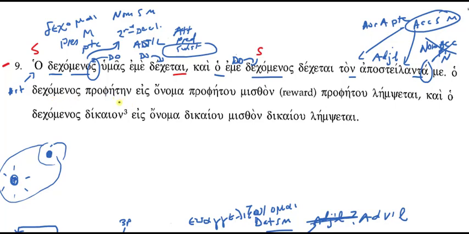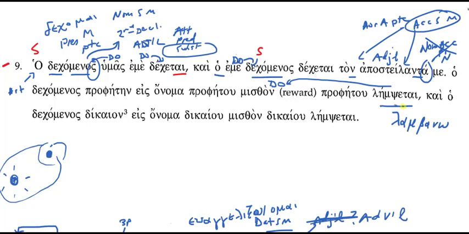what's that? A prophet, eis onoma prophētou. Yes, yes. So the one who receives a prophet in a prophet's name, or in the name of a prophet. We still haven't gotten to the main verb, right? It's coming. Lēmpsetai. What's that? Will receive. This is from? Lambanō. What form of lambanō is this? It's the future middle indicative, third singular. Will receive. And then the direct object of lambanō is fronted, will receive a reward of a prophet, or a prophet's reward.